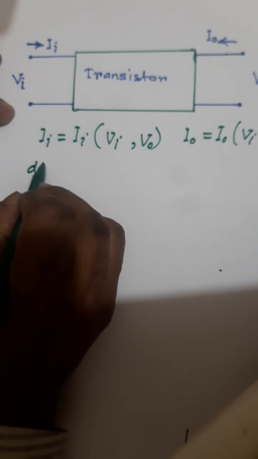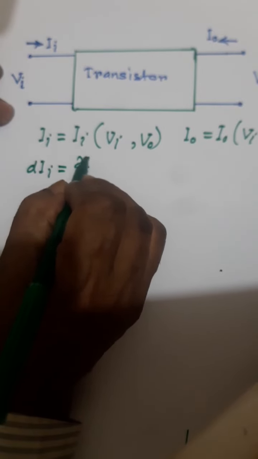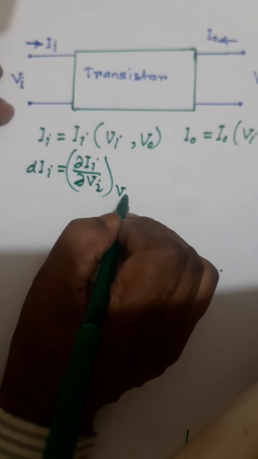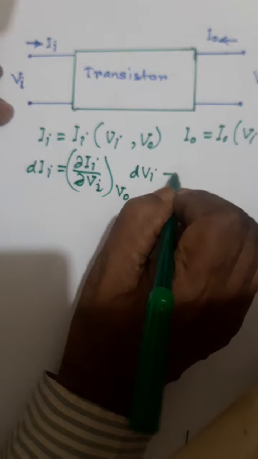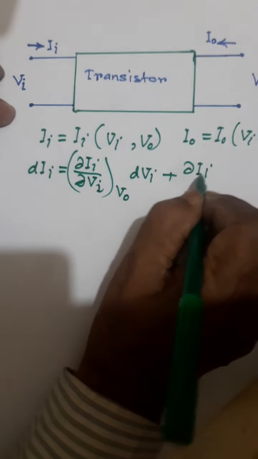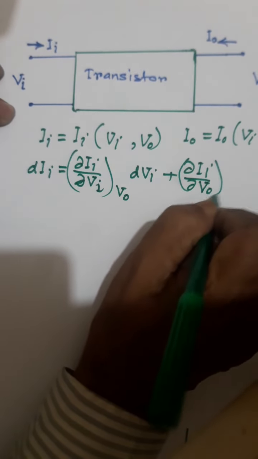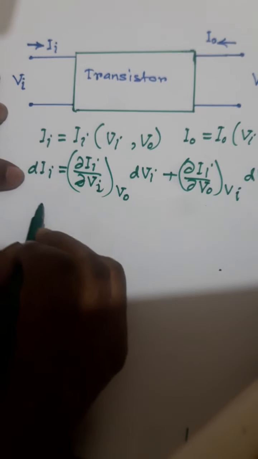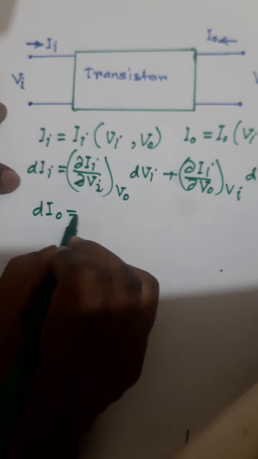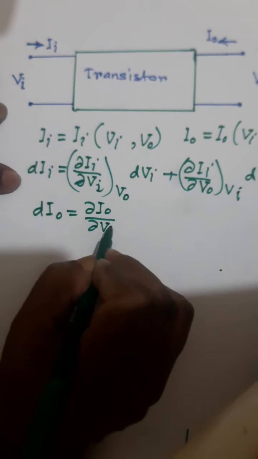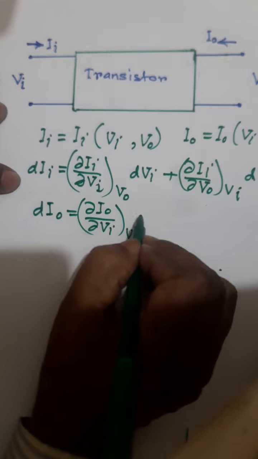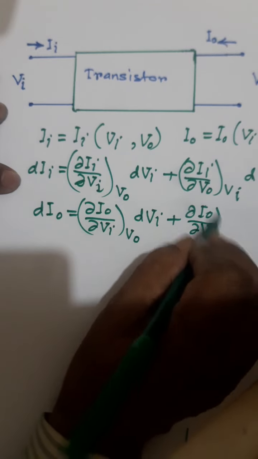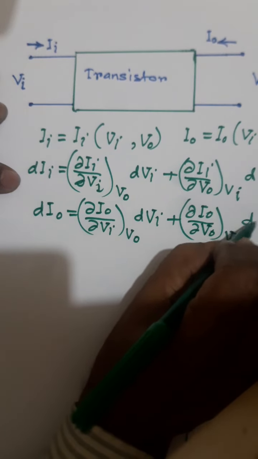Therefore, dIi equals del Ii by del Vi, with Vo constant, dVi, plus del Ii by del Vo, with Vi constant, dVo. dIo equals del Io by del Vi, with Vo constant, dVi, plus del Io by del Vo, with Vi constant, dVo.